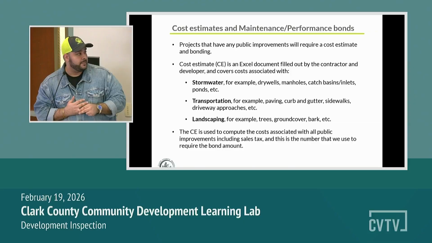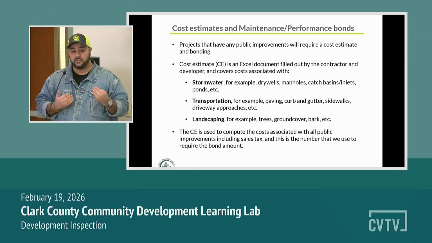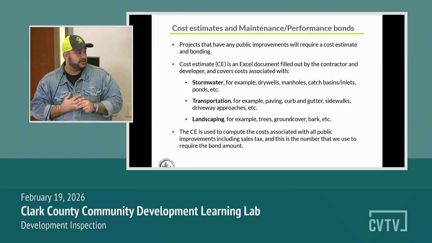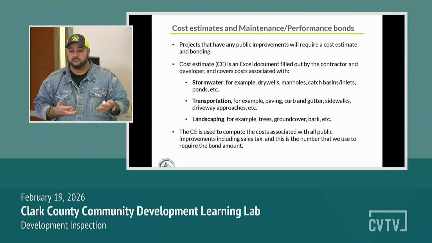bark, etc. So those are things that you fill out completely on the cost estimate sheet that we give you based on the type of bond that we are requiring you to have. And then it's used to compute the costs associated with the public improvements. And then we do include sales tax. And then that number is what we use to actually request a formal bond from you.